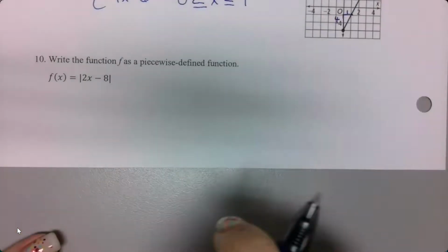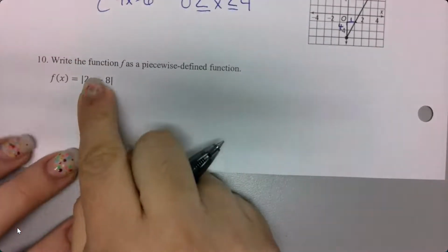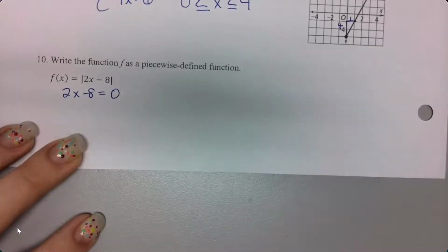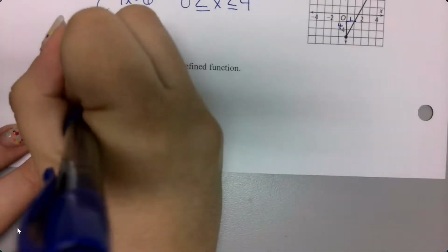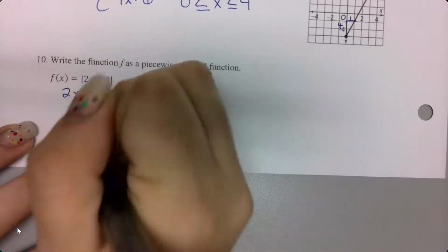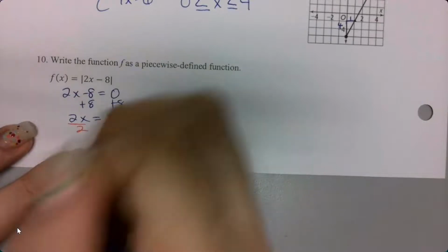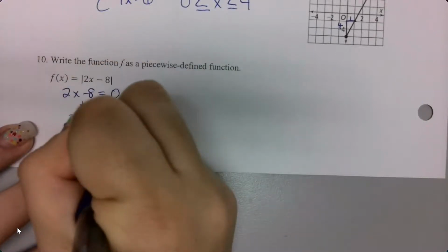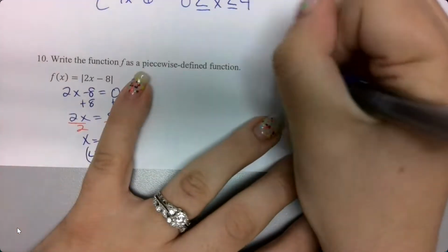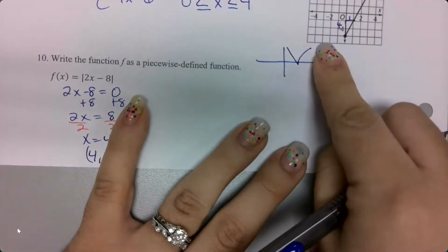Okay, number 10 wants me to write this function as a piecewise defined function. My first step is to take the inside part and set that equal to 0. So I have 2x minus 8 equals 0. I leave all of the signs inside the same. Then I want to add 8 to both sides. I have 2x equals 8. I'm going to go ahead and divide both sides by 2. I get x equals 4. So I have 4, 0 is going to be my point where my graph changes. What this means is my graph looks like this. And at 4, it goes from having a negative slope to a positive slope.